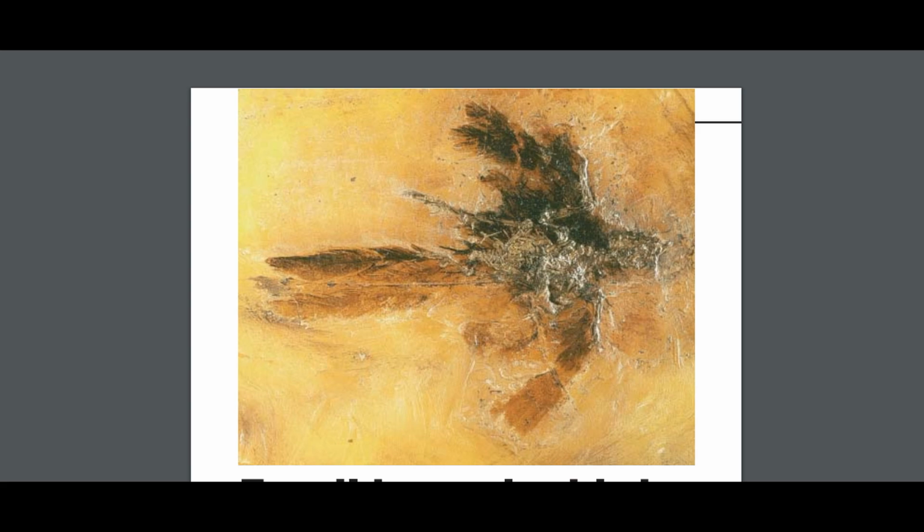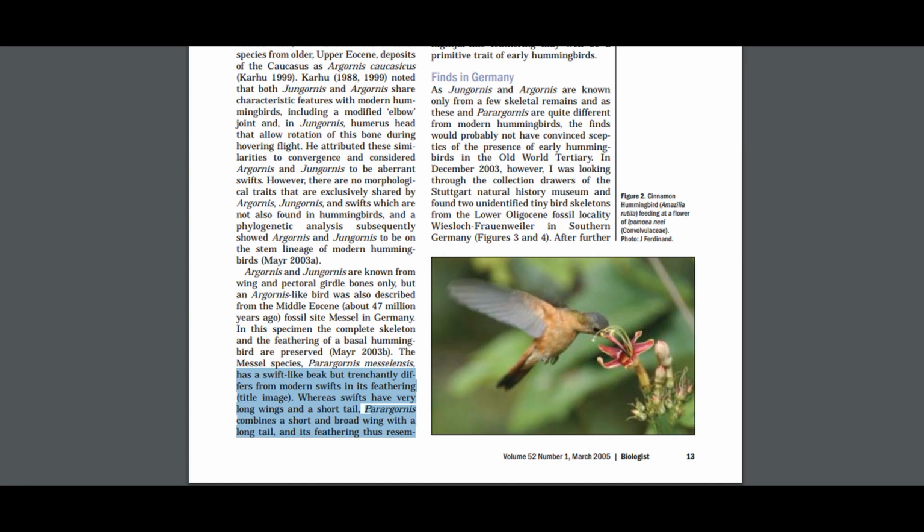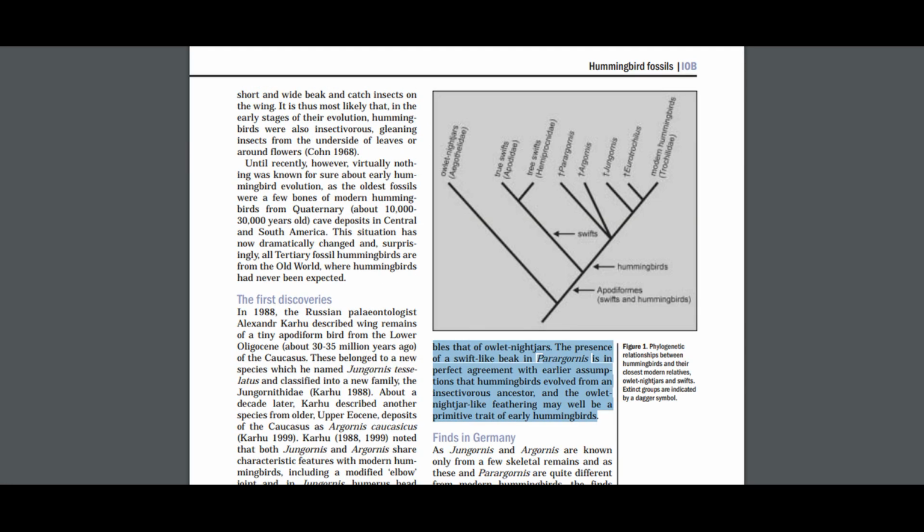From Middle Eocene Germany, Parargornis, quote, has a swift-like beak, but trenchantly differs from modern swifts in its feathering. Whereas swifts have very long wings and a short tail, Parargornis combines a short and broad wing with a long tail, and its feathering thus resembles that of owlet nightjars. The presence of a swift-like beak in Parargornis is in perfect agreement with earlier assumptions that hummingbirds evolved from an insectivorous ancestor, and the owlet nightjar-like feathering may well be a primitive trait of early hummingbirds, close quote.